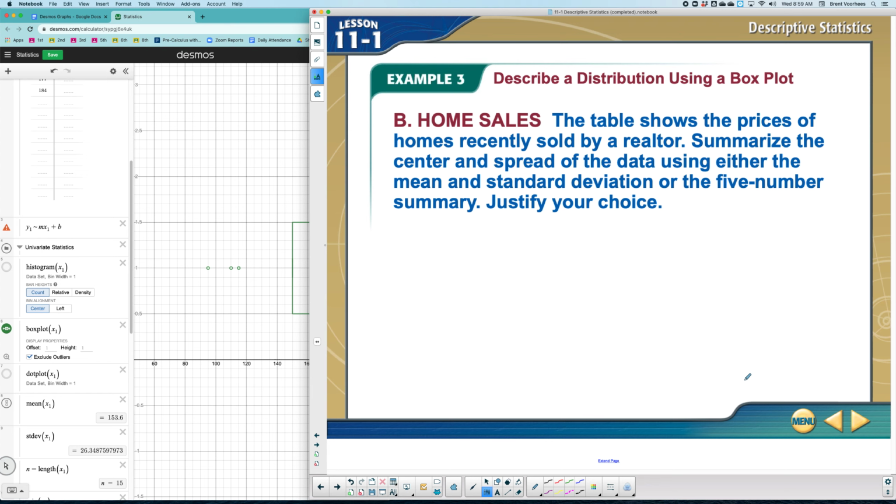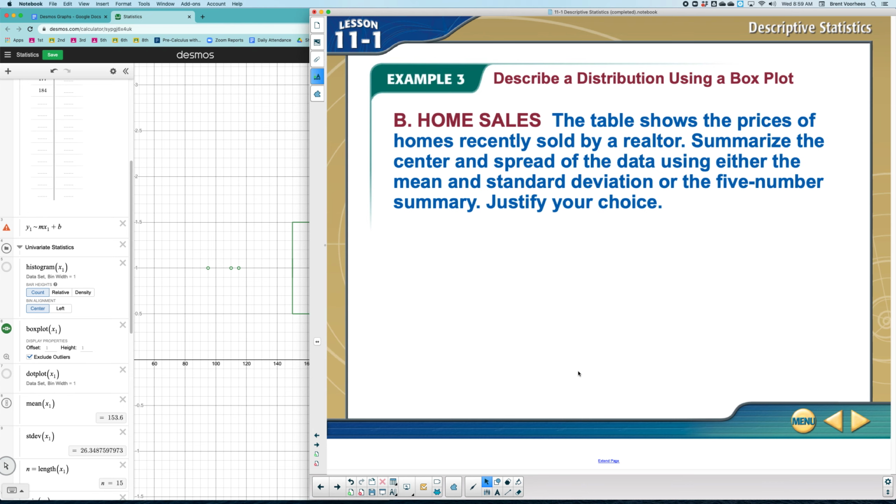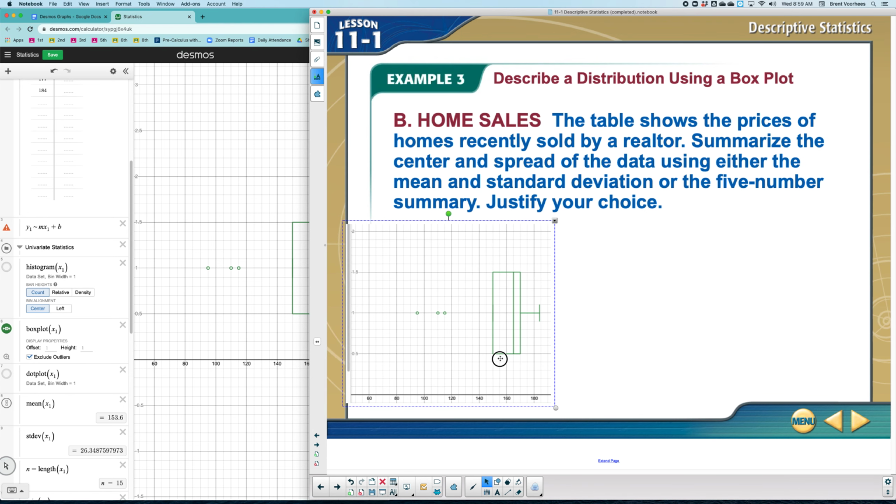Okay, so part B. Now that we have that table, and I'm actually going to copy this one more time so we can look at part B. The table shows the prices of homes recently sold by realtors. Summarize the center and spread of the data using either the mean and standard deviation or the 5-number summary. Justify your choice. Well, I'm going to go ahead and list off all of the values again.